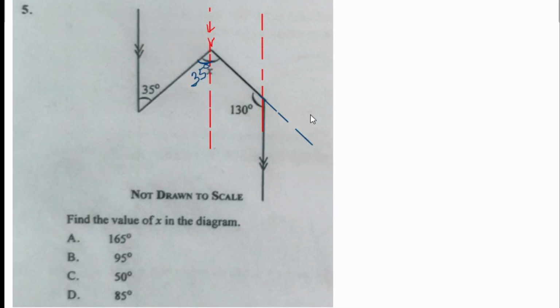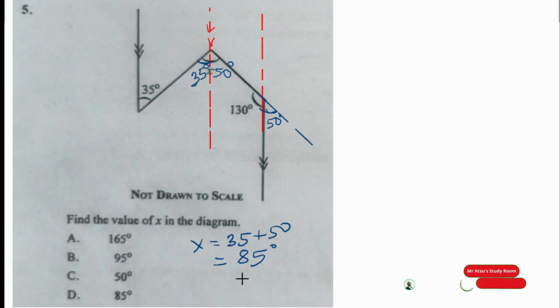Alright, so looking at here, we can see that this is a straight line and the sum of angles on a straight line is 180. So because of that, this angle here is going to be 50 degrees. Then after getting that 50 degrees and the fact that these two lines are parallel, it means that this 50 degrees is going to be a corresponding angle to this angle. So here will also be 50 degrees. And now by solving, x is going to be equal to 35 plus 50, which will give us 85 degrees. And that is option D.